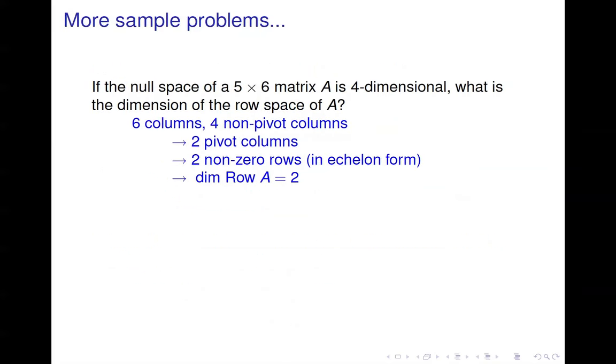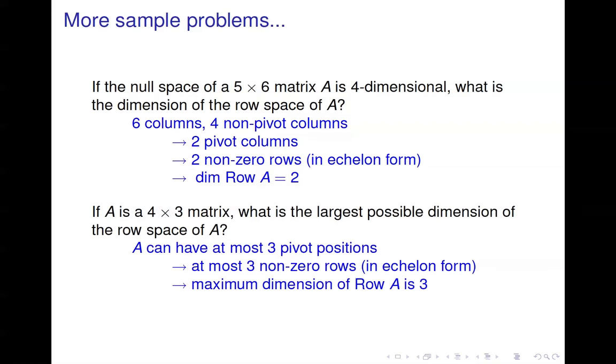All right, suppose the null space of a 5 by 6 matrix is 4 dimensional. Then that means you have 4 non-pivot columns, so that leaves 2 pivot columns. And we want to know the dimension of the row space. We have 2 pivot columns, so that means we have 2 non-zero rows when we put the matrix in echelon form. So the dimension of the row space is 2.